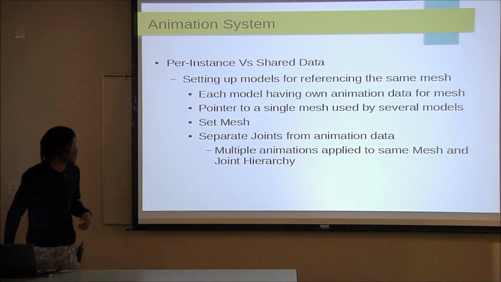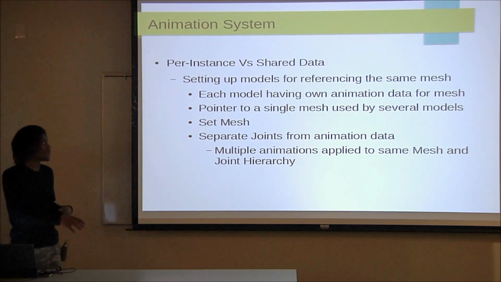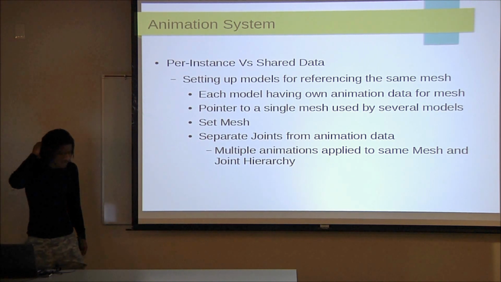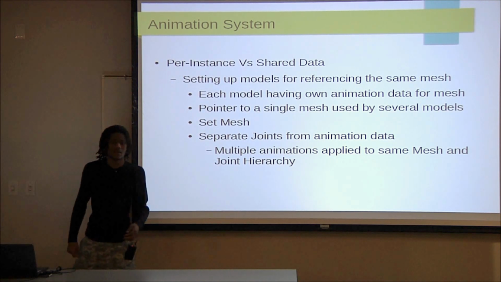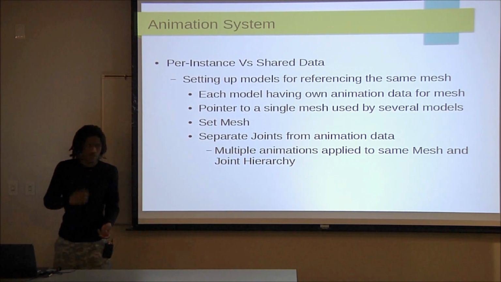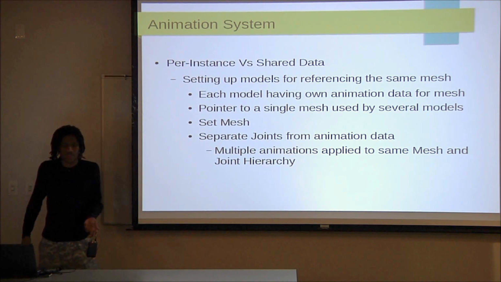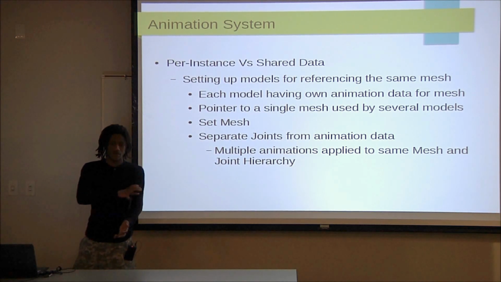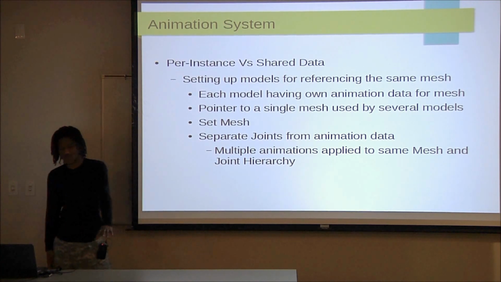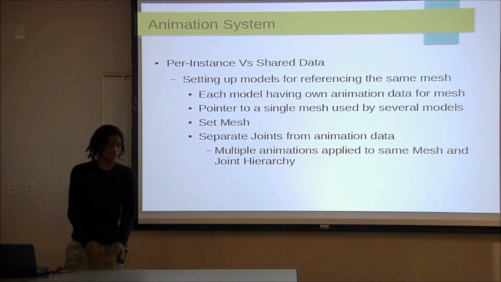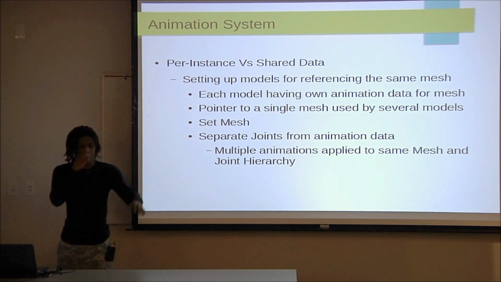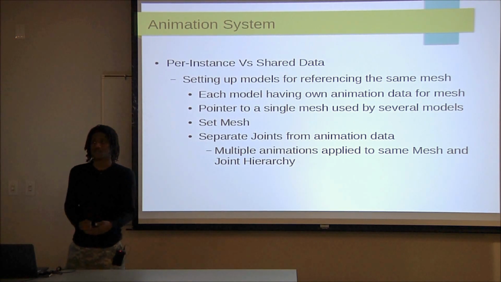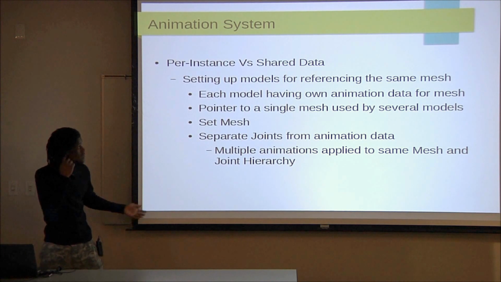Per instance versus shared data. This is so that you don't have every model using a specific animation at the exact same frame of animation. Of course, one thing you want is those final bones, the final transformation for every joint that you're going to send to the GPU. That should definitely be per instance. So whenever you're setting up your architecture for your animation system, you want to identify these dependencies and separate them when you're setting up your classes.